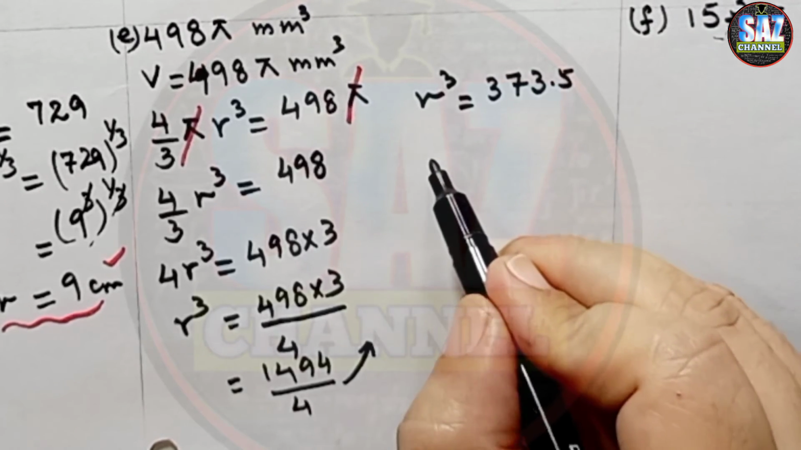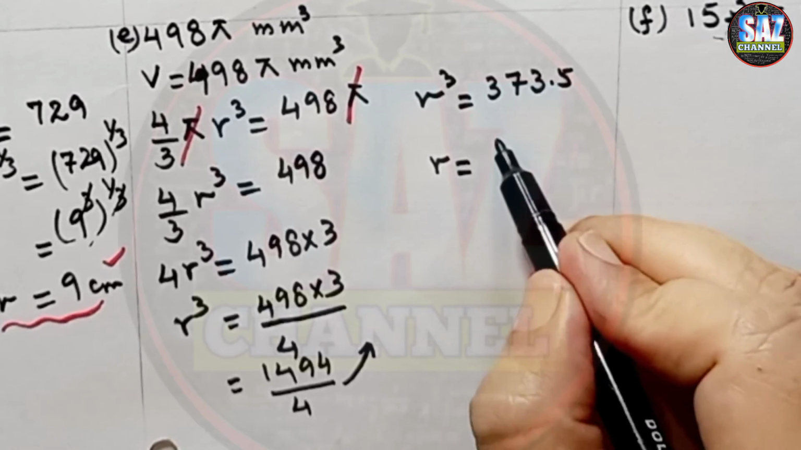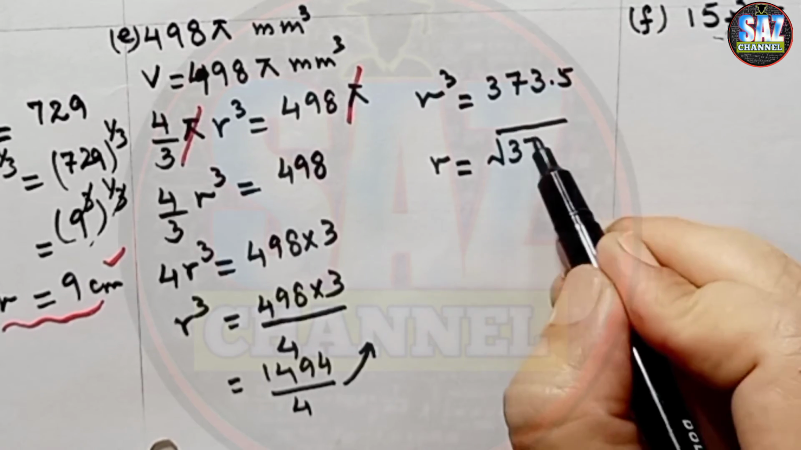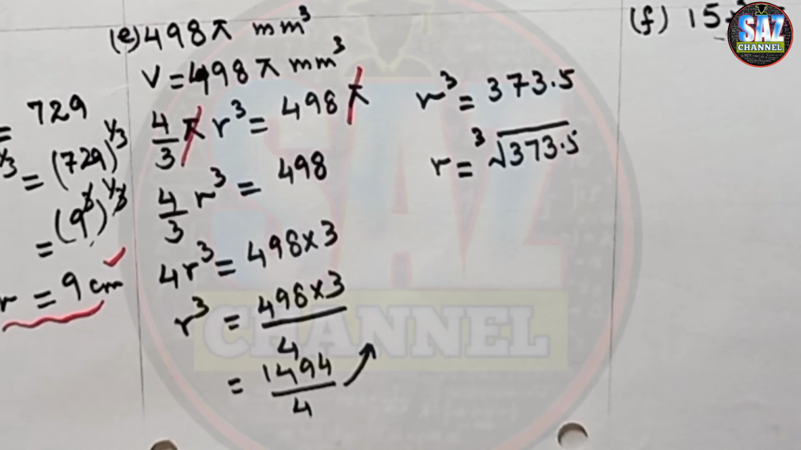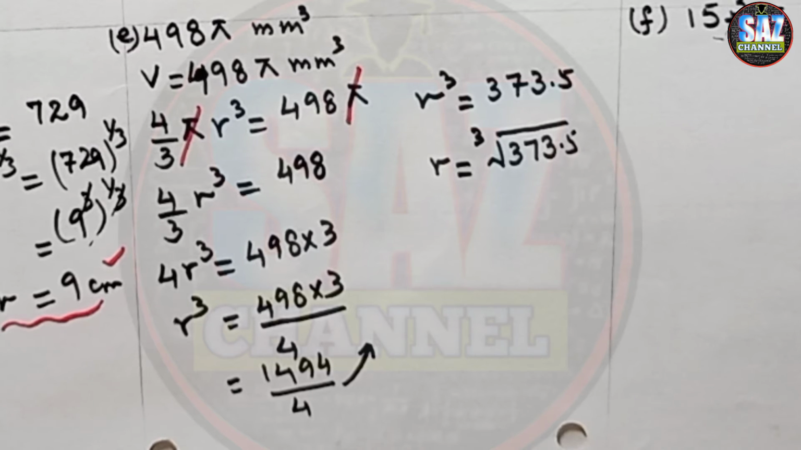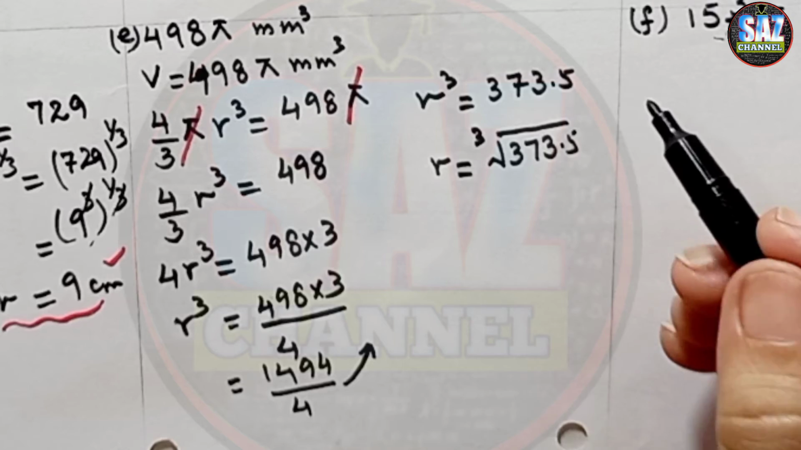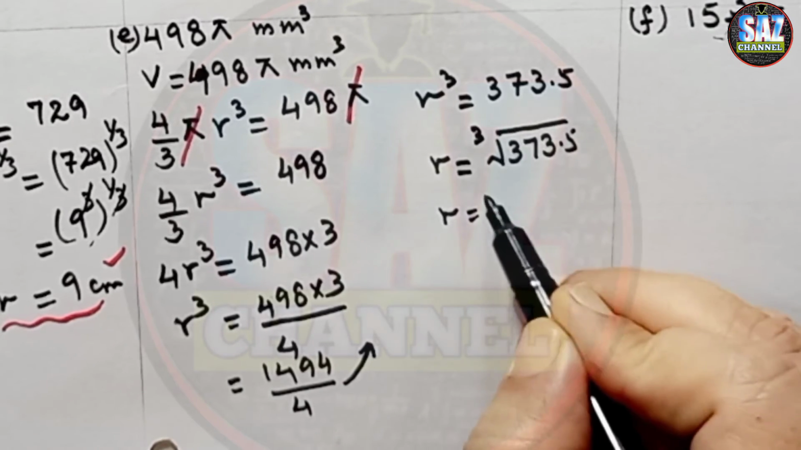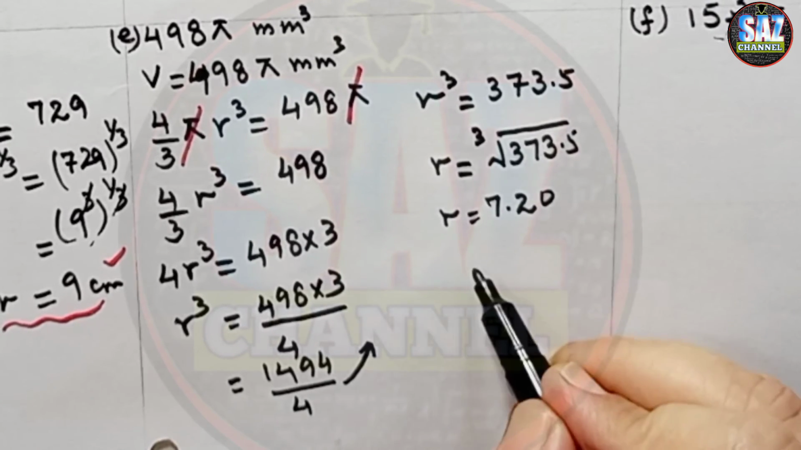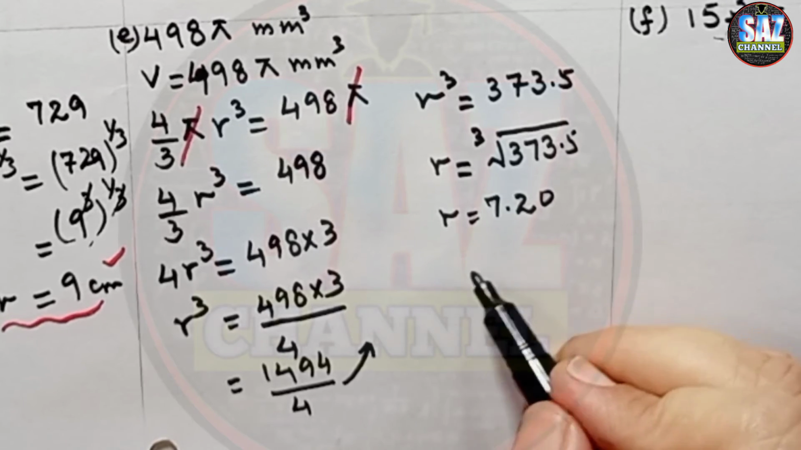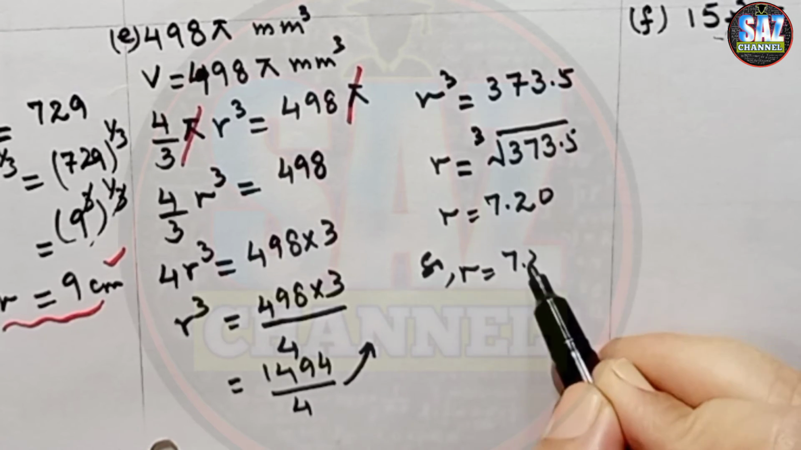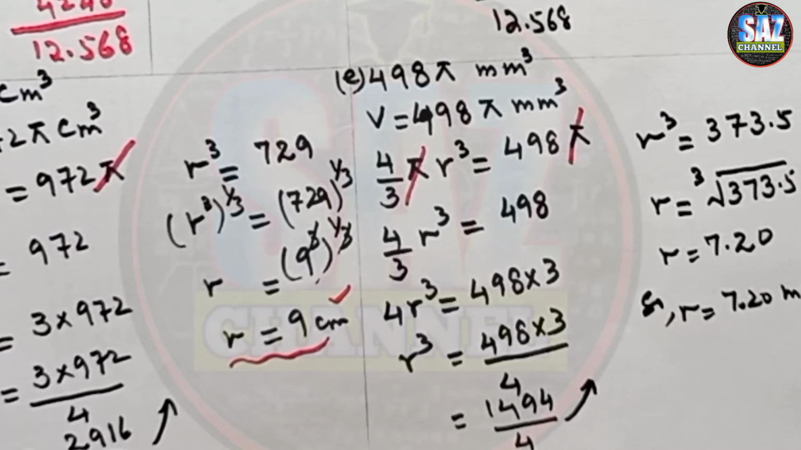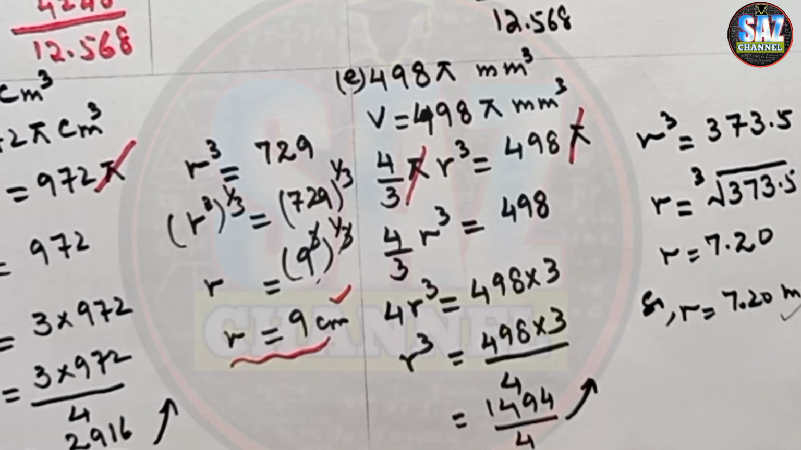Now I have to take the cube root on both sides. The equation will take the form cube root of 373.5, and this gives me 7.20. So r equals 7.20. As we have to give our answer to three significant figures, the required radius is 7.20. I hope you are clear about this part, and let's move to the next part.